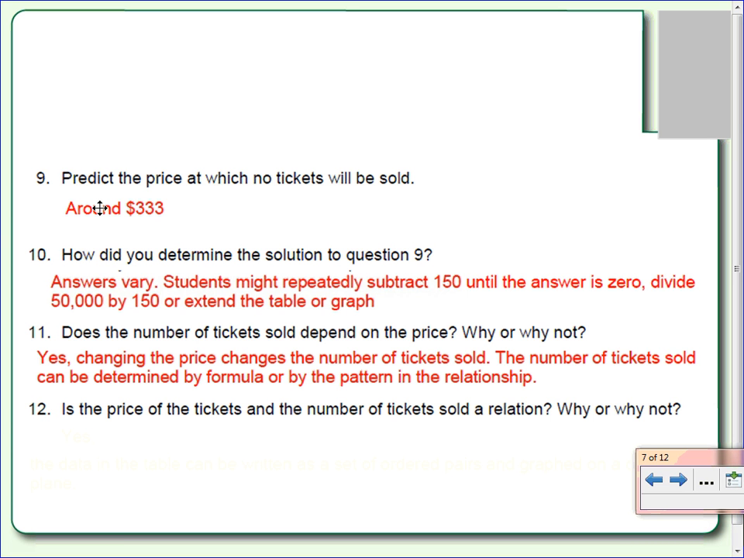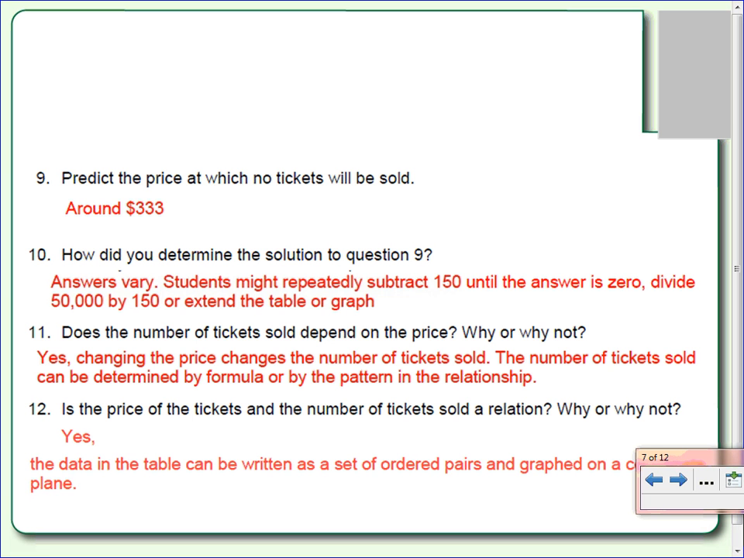So can I call this table that we have that has the price of the tickets and the number of tickets sold a set of ordered pairs? Yes. Absolutely. Yes, this is a set of ordered pairs. Of course it is. All right, so yes, this is a relation, because the data in the table can be written as a set of ordered pairs. That's exactly what we're doing. We're creating some ordered pairs.